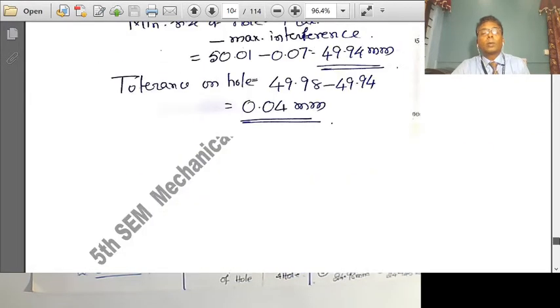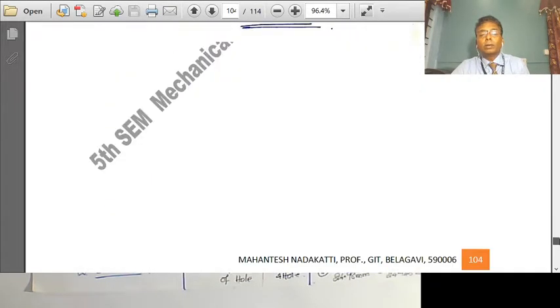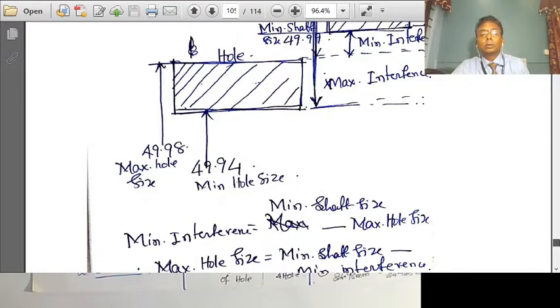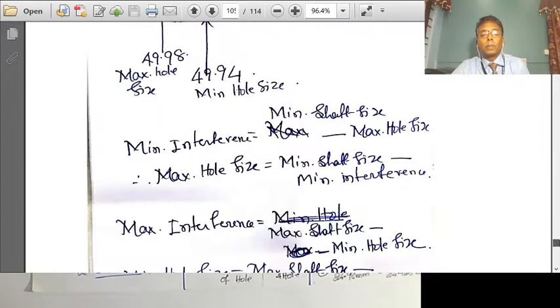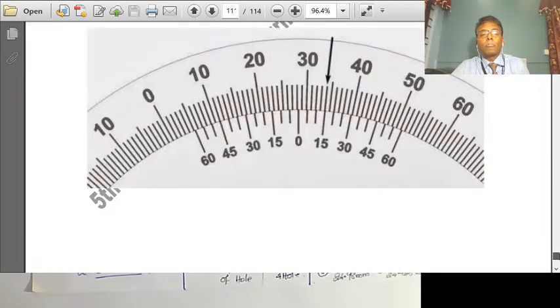Okay, another problem I have solved. This is with respect to 50. I don't know what the value is. Just check the page number.